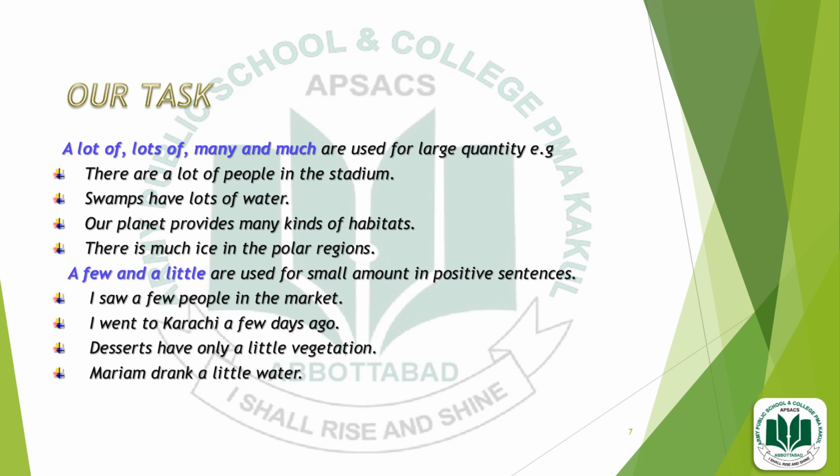Third is, deserts have only a little vegetation. And last, Mariam drank a little water. Now in these examples, a few and a little are indicating the small quantity of different objects. So please remember that the first setting of the quantifiers, that is a lot of, lots of, many, and much, are used to indicate a large amount of something. And the second setting, a few and a little, is used to indicate a small amount of something.